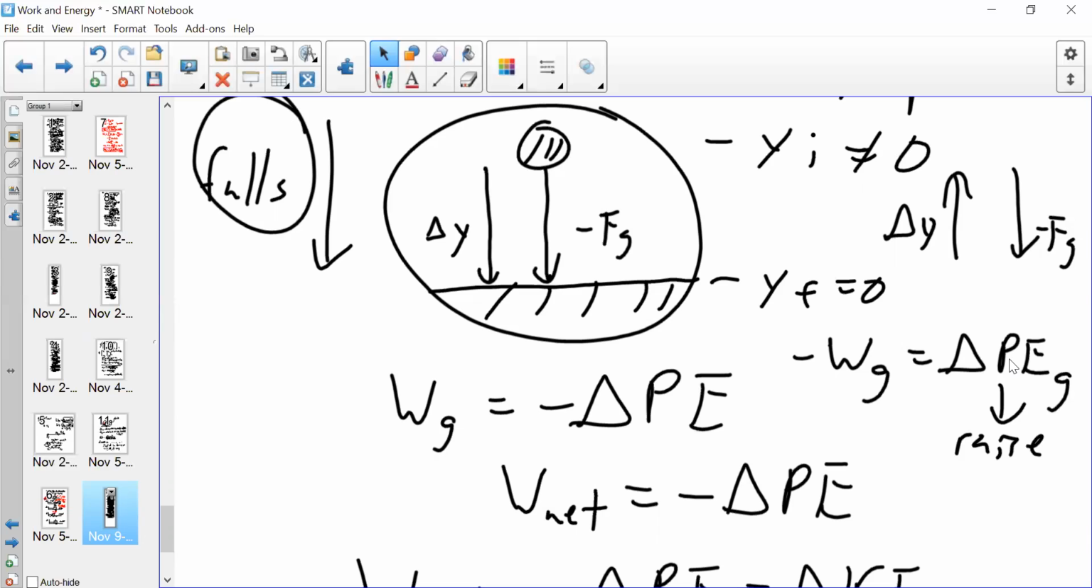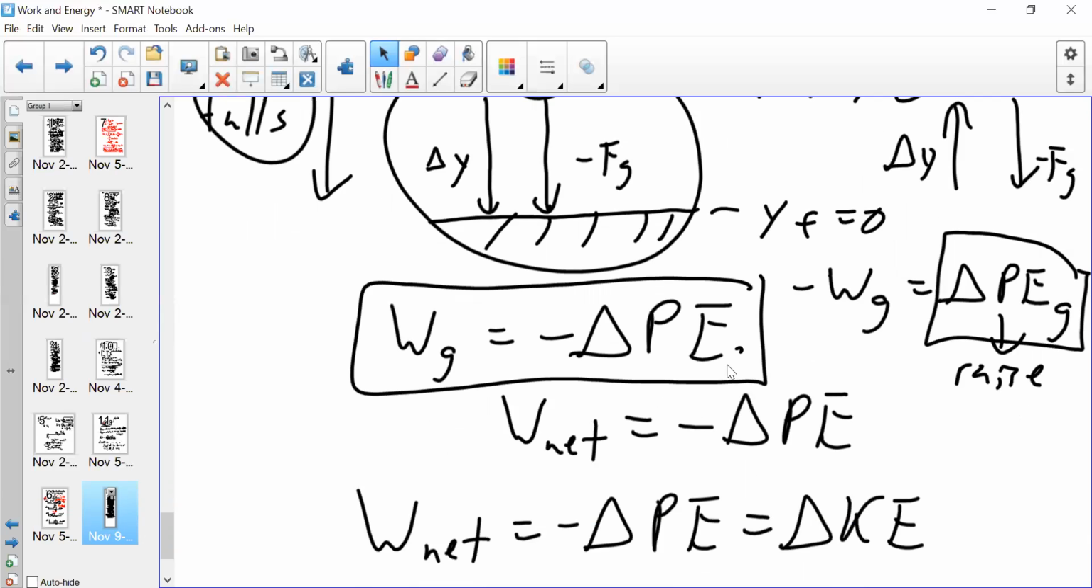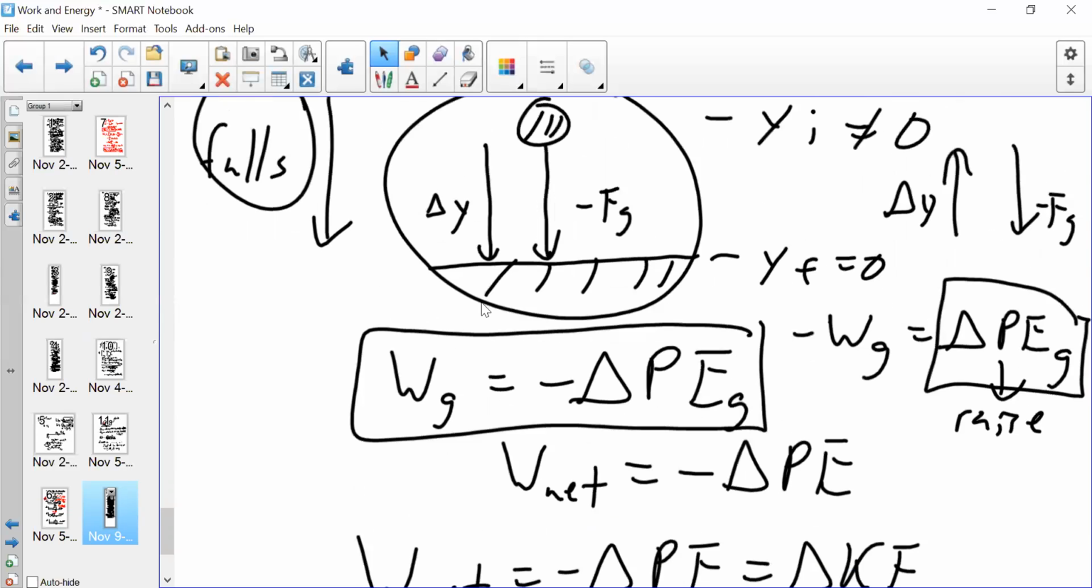So let's say I go up 5 meters. 5 minus 0 is positive 5, in positive energy. But conversely, if I let the object fall, the work done by gravity is positive, but that's equal to a negative change in potential. So now I'm going from an initial value of, say, 5 to 0. 0 minus 5 is negative.